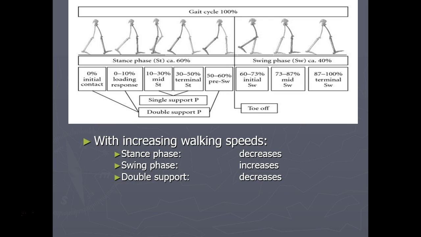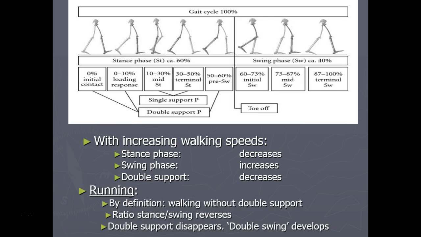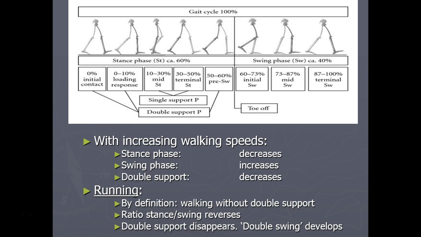But it also becomes very important to understand this as you're assessing the gait of a patient who is a sprinter or a runner, etc. So running, by definition, is walking without double support. The ratio of stance to swing reverses. In other words, you're probably going to be 60% swing and 40% stance. And ultimately, in your sprinters, that double limb support disappears completely. And now you have basically what we call double swing, which is where you're just spending so much time in the air. And this is good.